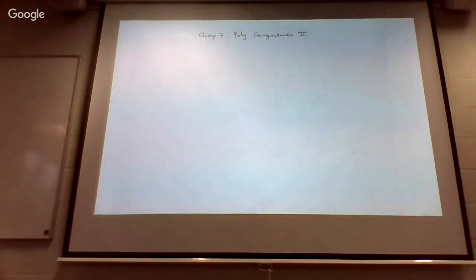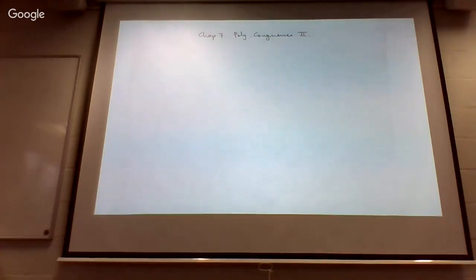Okay, morning everybody. We're moving on to chapter 7 now. So the second one on polynomial congruences. In chapter 6 we've looked at linear congruences, polynomial congruences of degree 1.